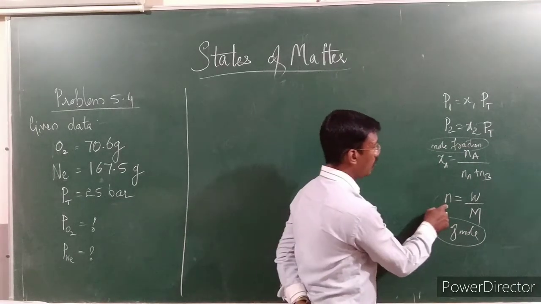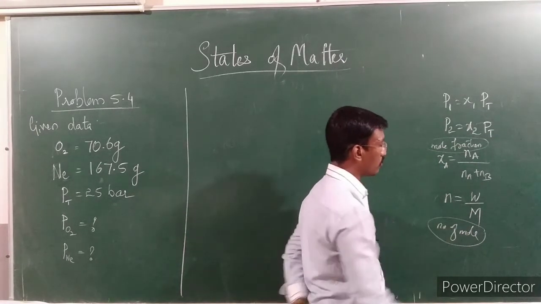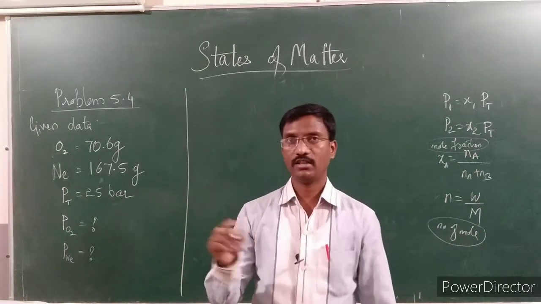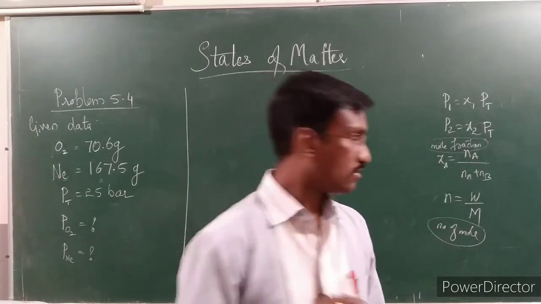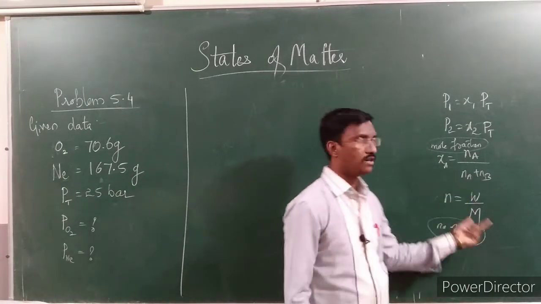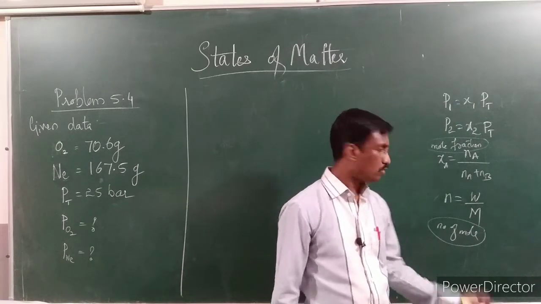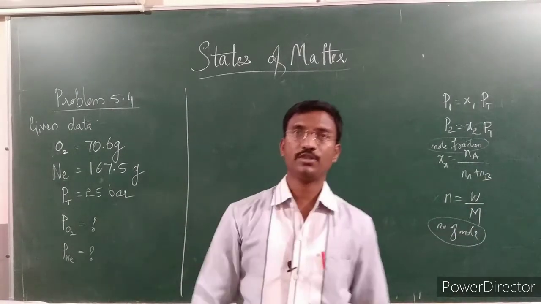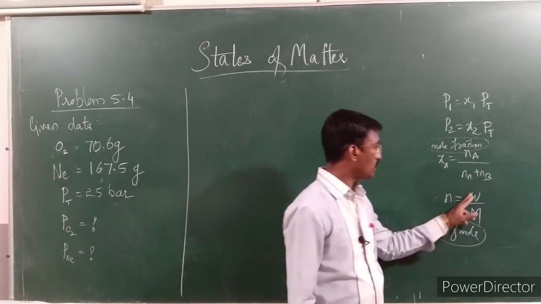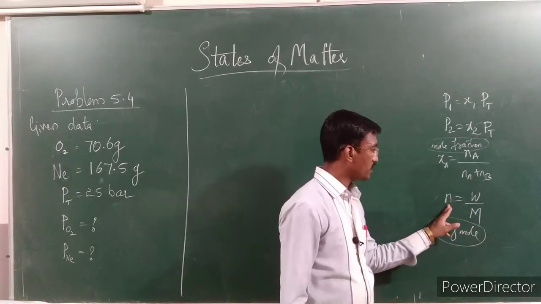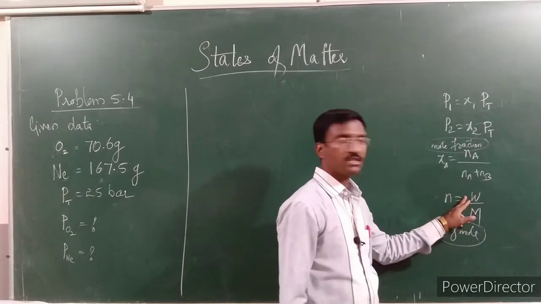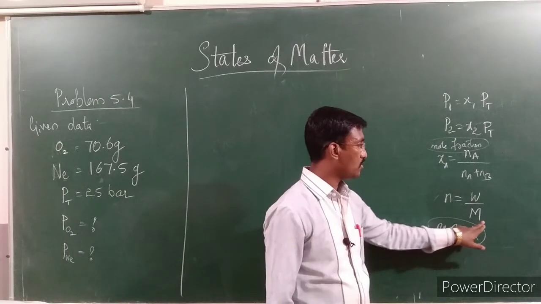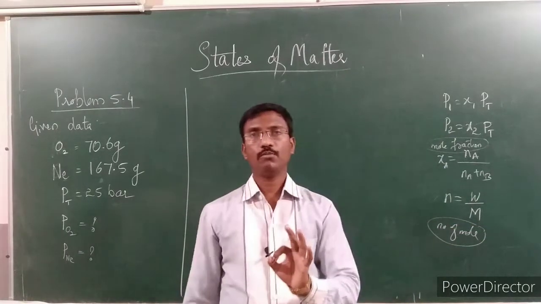So here, the number of moles can be calculated by the formula W divided by M. But in your textbook and even in the notes it's not mentioned. Why? Because it's a common term. In the previous first chapter we have derived this equation for the number of moles. So here N is equal to W divided by M. N means number of moles, W is the given mass, and M is the molar mass.